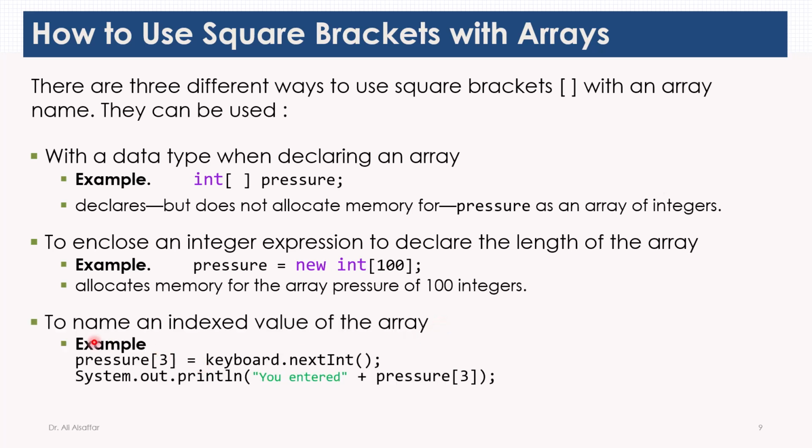Finally, they can be used to name an index value of the array. After you declare an array and after you allocate space for the array, if you want to go to individual elements in the array, you use square brackets. And once you use square brackets, it is called an index variable. Notice how we are using it. We are writing the name of the array, and between square brackets we put the index of this element inside the array.